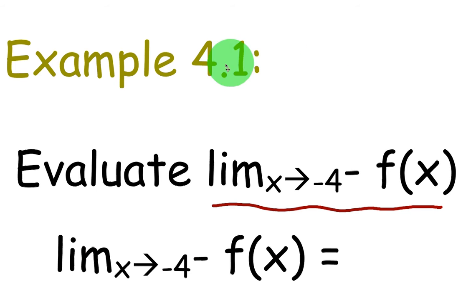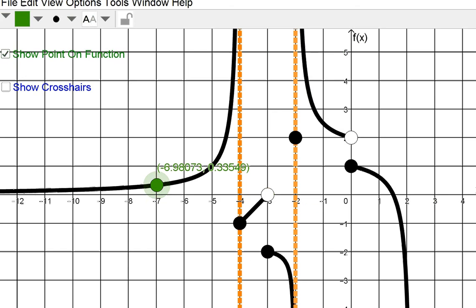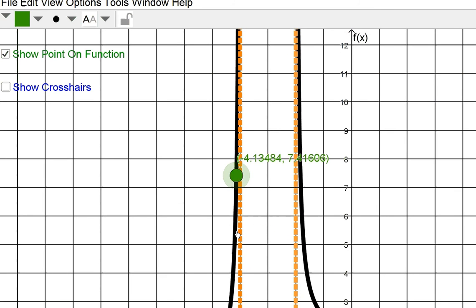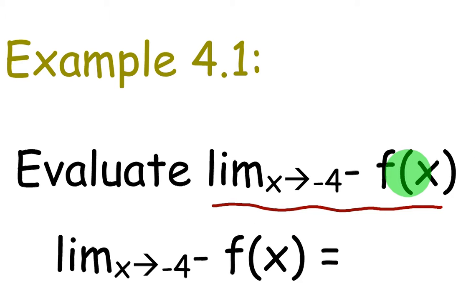For the first sub-example of example 4, evaluate the limit as x approaches -4 from the left of f of x. So we're going to go to the left of -4 and see what happens to the y value. Again, that's the limit. It's what the y value is approaching as x approaches, in this case, -4. And we can see that the y value is going to go up forever, right? So therefore, the limit as x approaches -4 from the left is going to be infinity, because y is going to just keep going up, up, up. So there you have it, infinity.